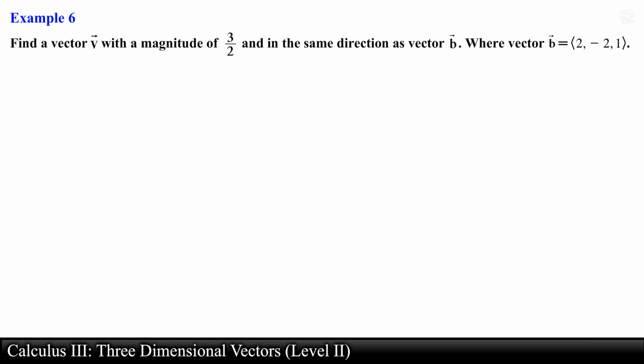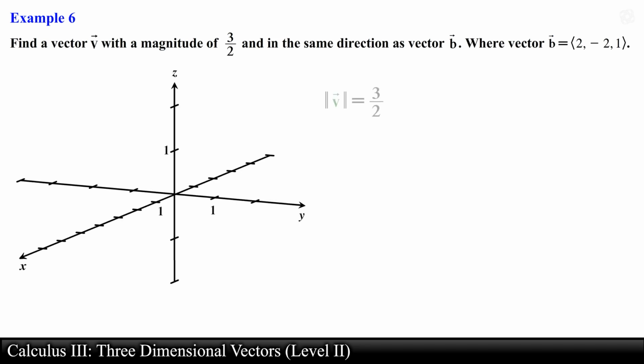Find a vector v with magnitude of 3/2 and in the same direction as vector b, where vector b equals 2, -2, and 1. Alright, here we're asked to generate a vector that has a magnitude of 3/2 and points in the same direction as vector b.